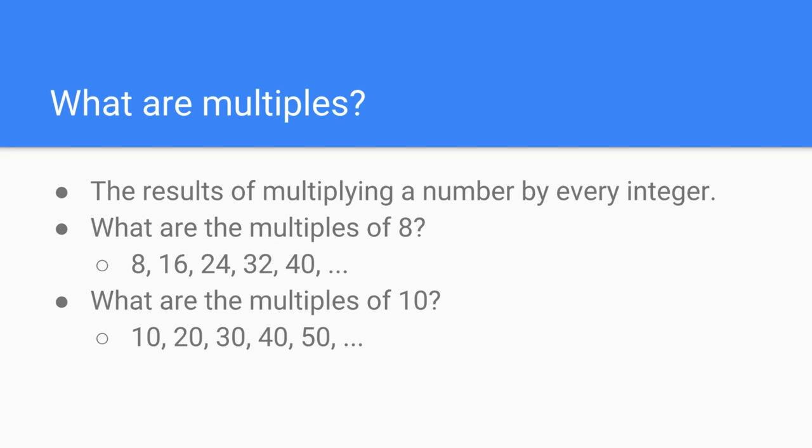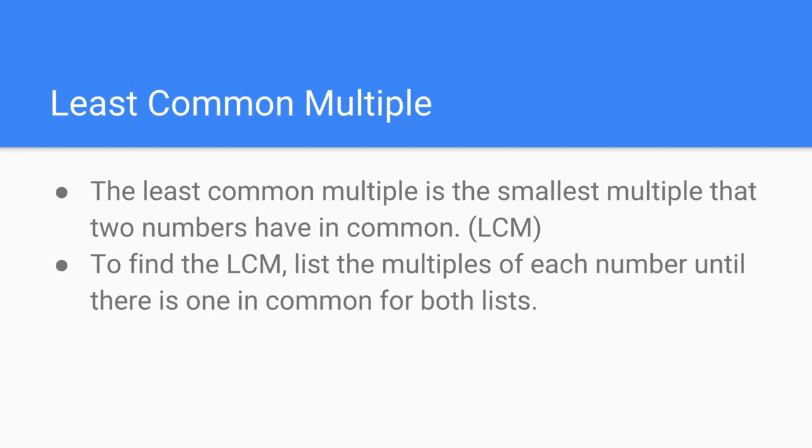So what we're going to be doing with these multiples today is finding the least common multiple. So the least common multiple is the smallest multiple that two numbers have in common. And again, the abbreviation is LCM. The first way we're going to find the LCM is to list all the multiples of each number we're given until there is one in common in both lists.